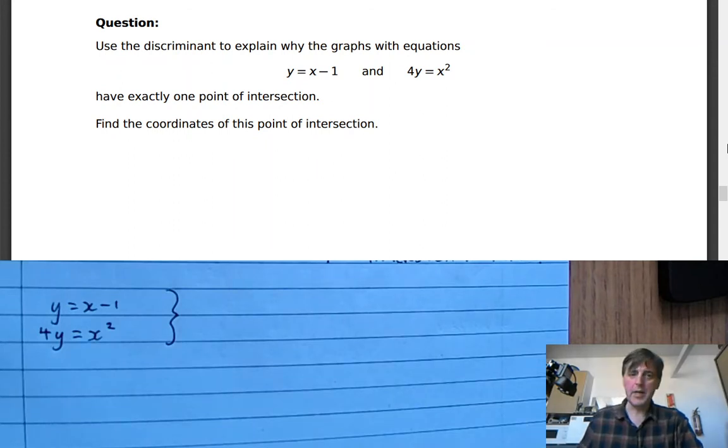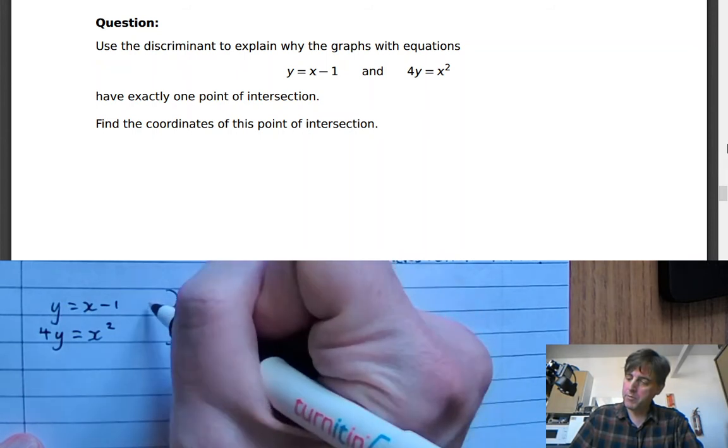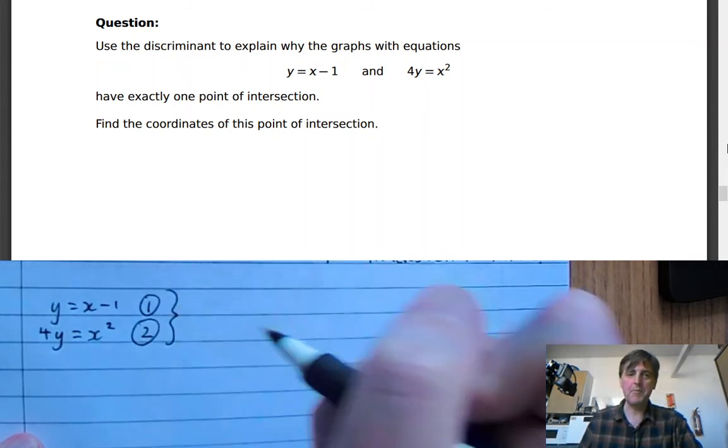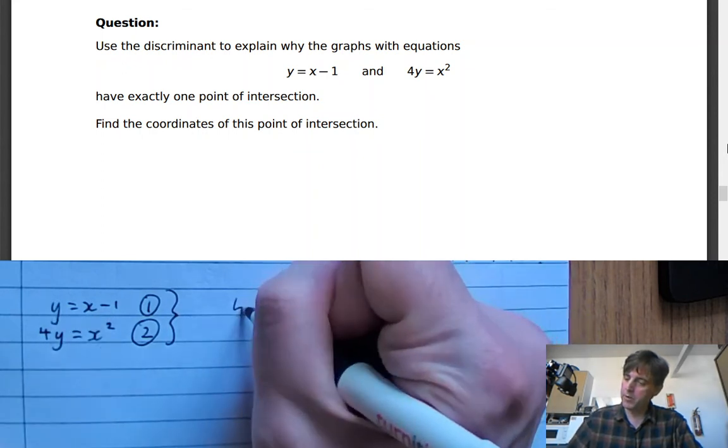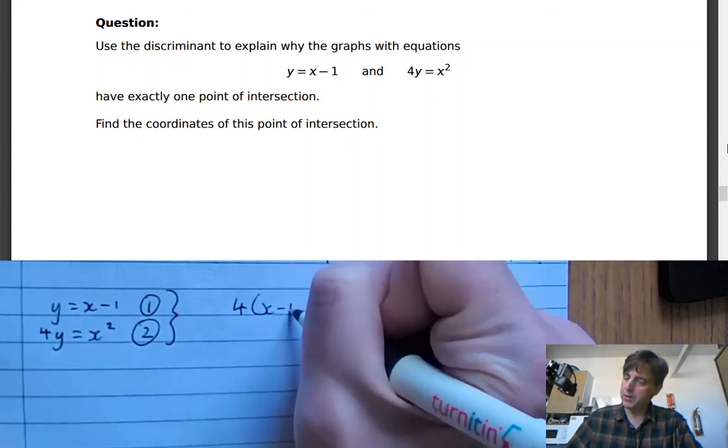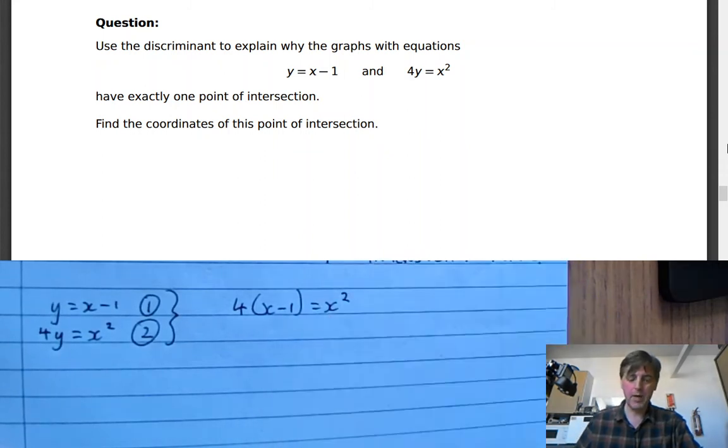Okay, let's see how we got on with this one then. So here are the equations, and I'm going to try and solve them simultaneously. Hopefully you did the same thing here. And when you do that, I think we can substitute the y equals x minus 1 into the second equation here. So 4 lots of x minus 1 equals x squared.